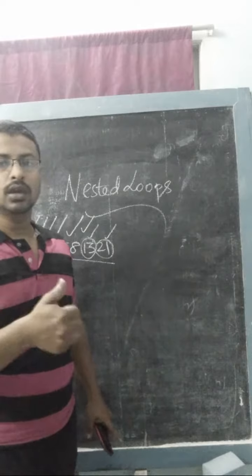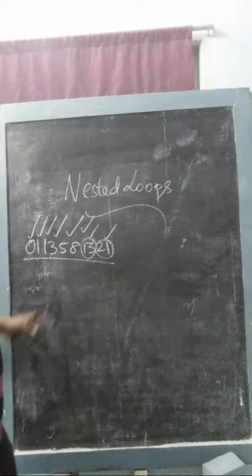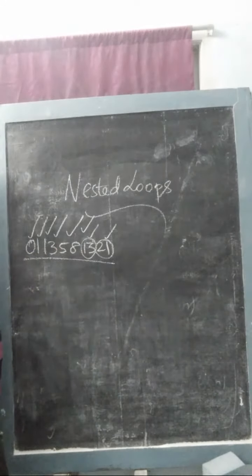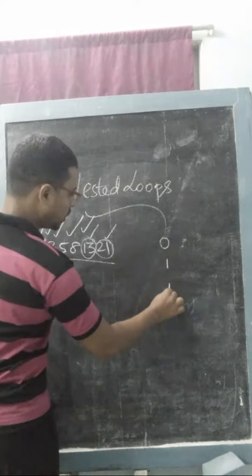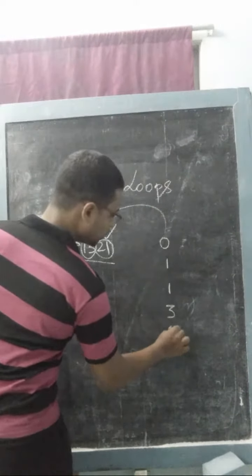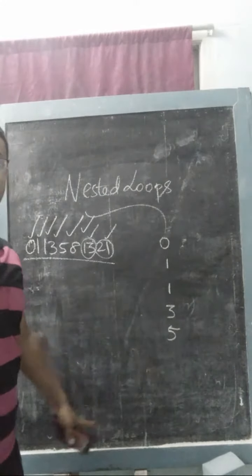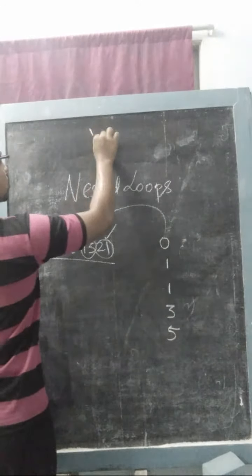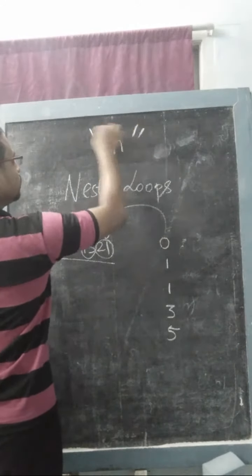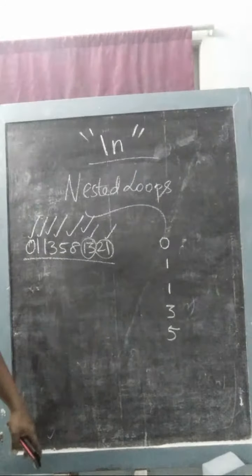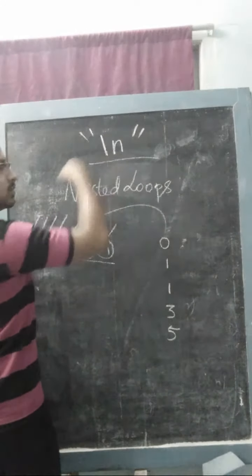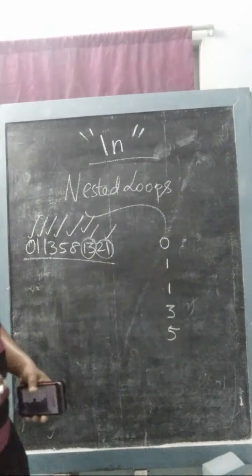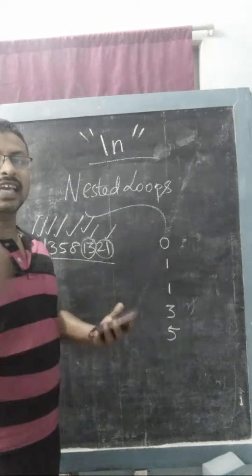But anyway, I appreciate him. If the space should be there, what should we do? The output should become like 0, 1, 1, 3, 5, so we have to use one escape sequence called /n. That is a basic thing. We will see it in the next session.